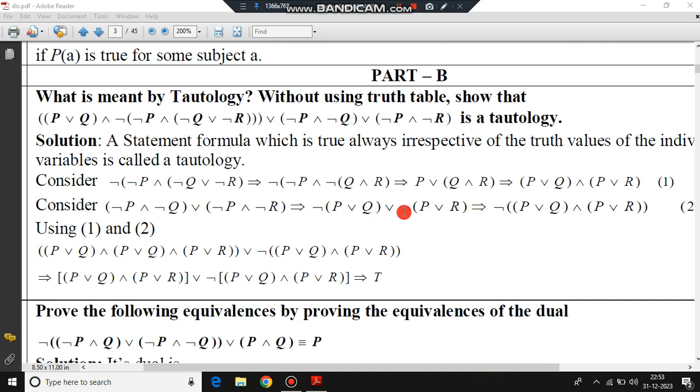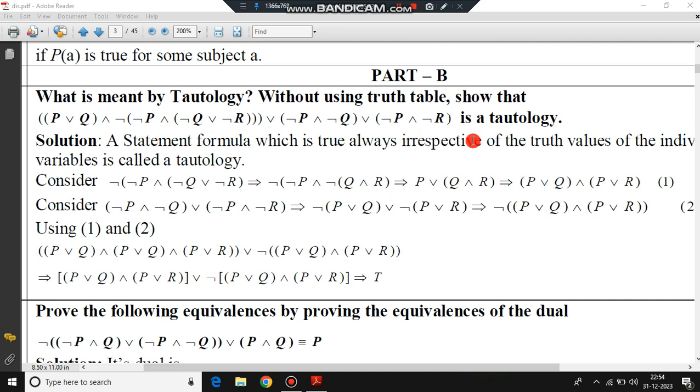Negation of (P∧Q) or negation of (P∧R) can be written as negation of ((P∧Q) and (P∧R)), again by using De Morgan's law. Now these two values, that is this equivalent formula, I am substituting here in this given statement formula.